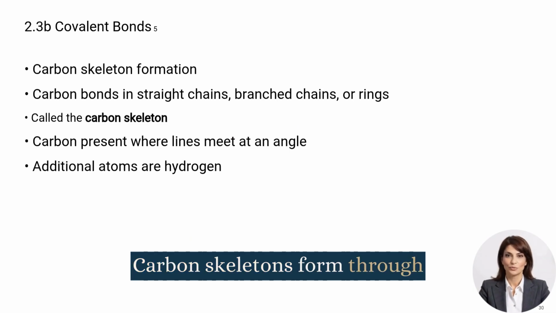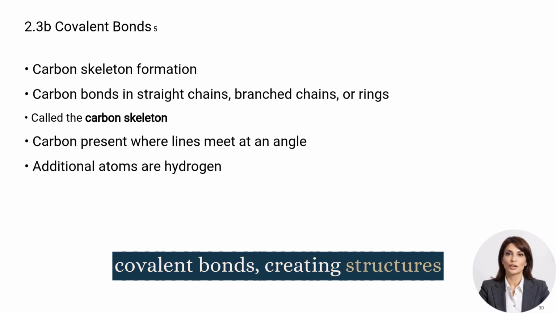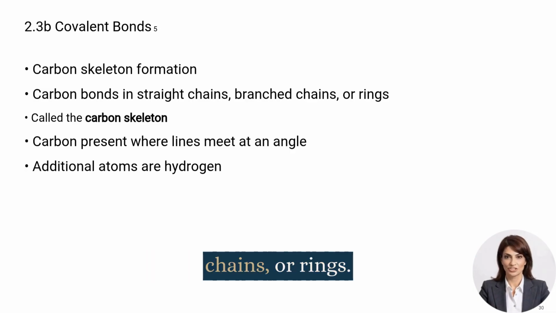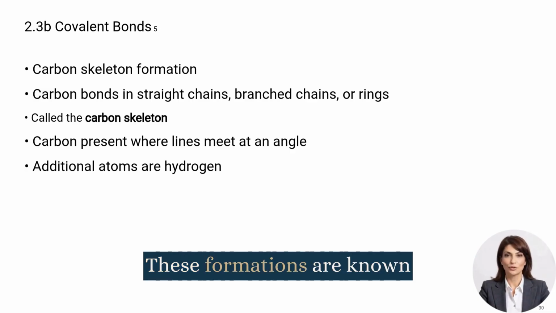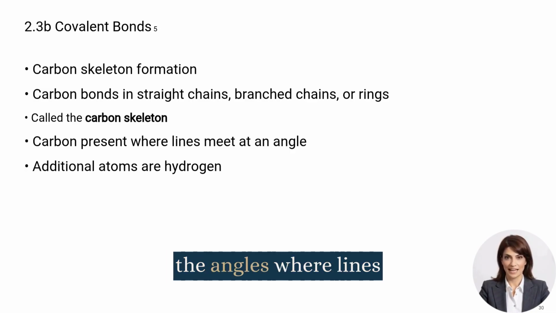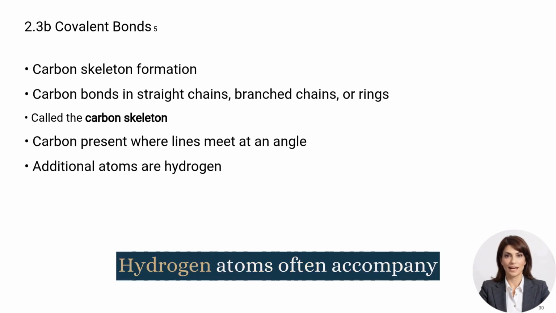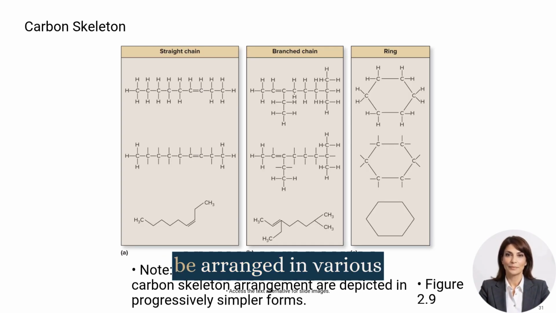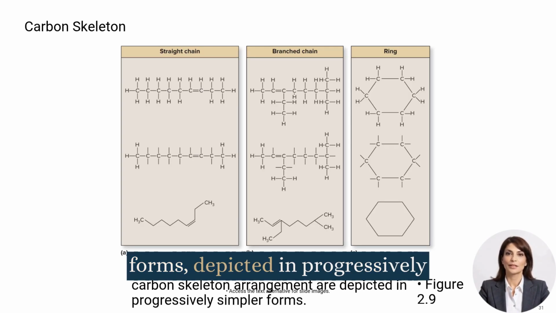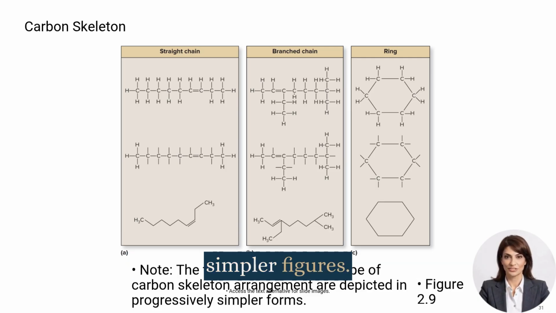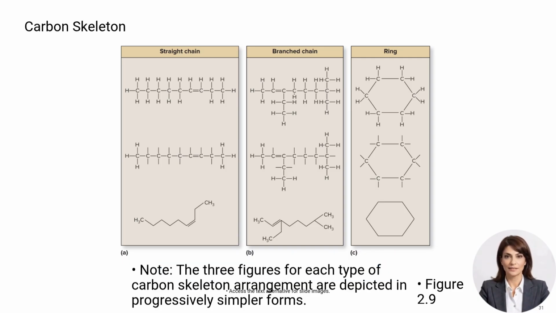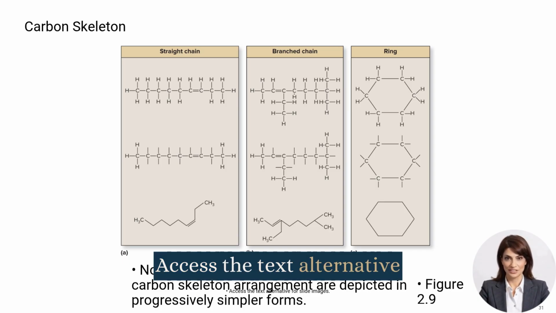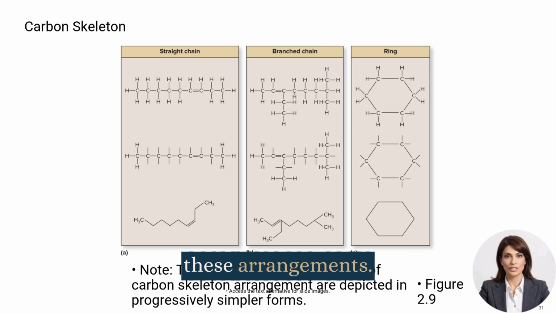Carbon skeletons form through covalent bonds, creating structures like straight chains, branched chains, or rings. These formations are known as carbon skeletons, with carbon atoms located at the angles where lines meet. Hydrogen atoms often accompany these carbon structures. The carbon skeleton can be arranged in various forms, depicted in progressively simpler figures. Refer to Figure 2.9 for visual representation. Access the text alternative for detailed descriptions of these arrangements.